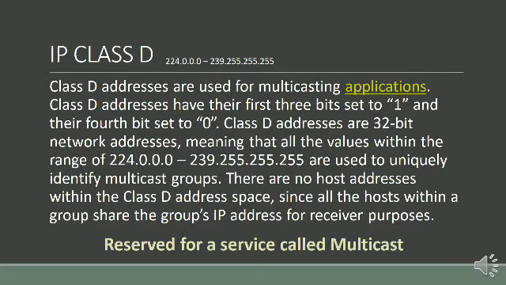IP Class D. Class D addresses are used for multicasting applications. Class D addresses have their first three bits set to 1 and their fourth bit set to 0. Class D addresses are 32-bit network addresses, meaning that all the values within the range of 224.0.0.0 to 239.255.255.255 are used to uniquely identify multicast groups. There are no host addresses within the Class D address space, since all the hosts within a group share the group's IP address; it is reserved for a service called multicast.